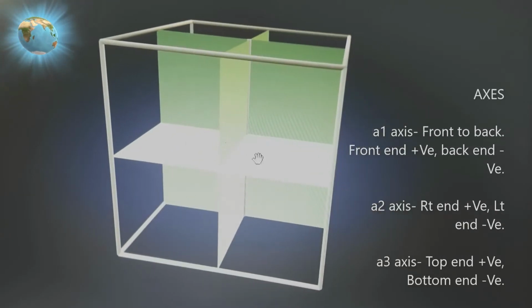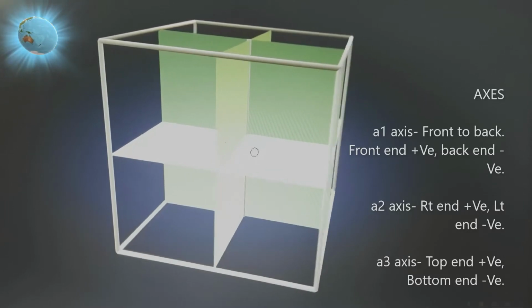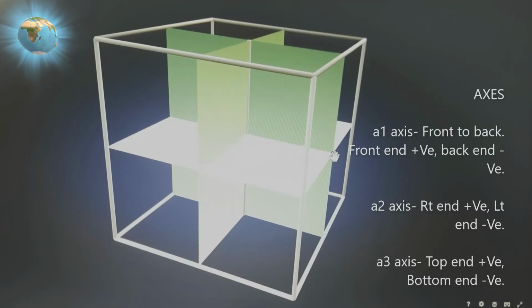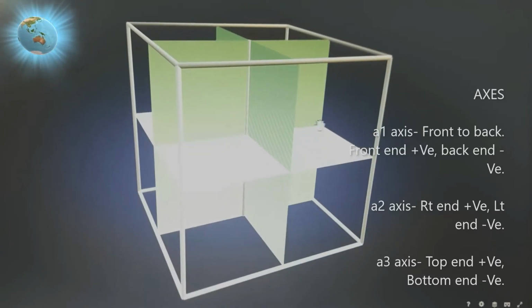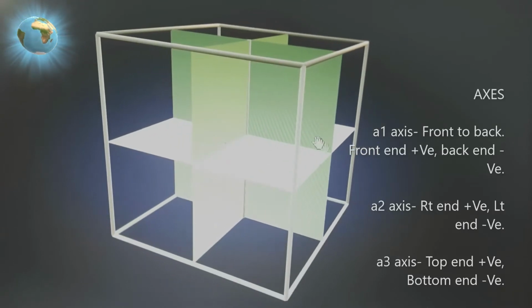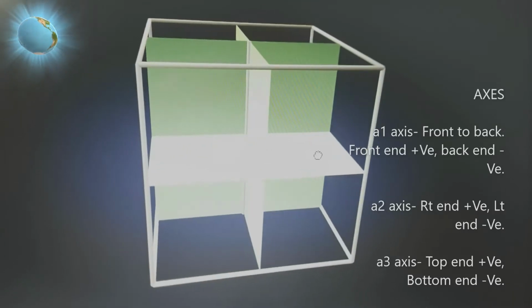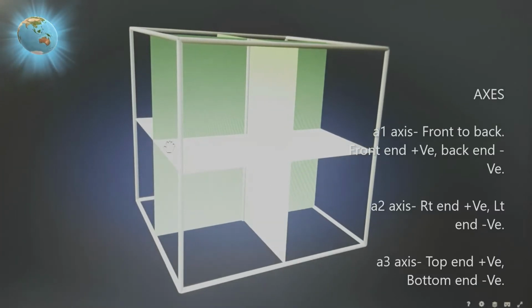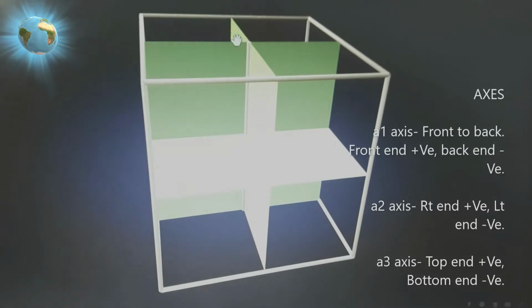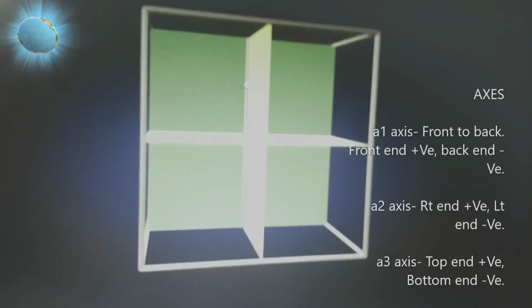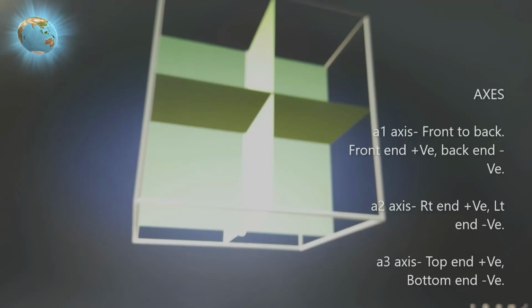The axis going from front to back like this is the A1 axis. The A2 axis runs from right side to left hand side. The A3 axis runs from top to bottom. The front end of the A1 axis is positive, the back end is negative. The right hand side end of the axis is positive, the left hand side end is negative. The top of the vertical axis is positive, the bottom end is negative.